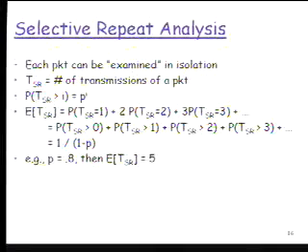Now in selective repeat, because each packet has the same probability of loss p, and because the receiver can inform the sender exactly which packet got lost, we can examine each packet in isolation. What do I mean by examine each packet in isolation? We look at this quantity called T_SR. T_SR is the number of times a packet has to be transmitted in selective repeat.